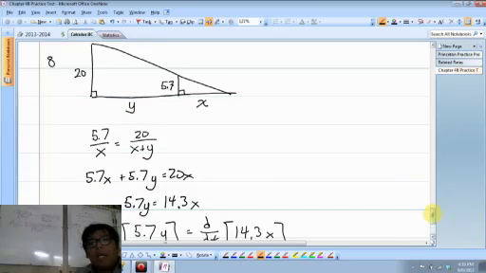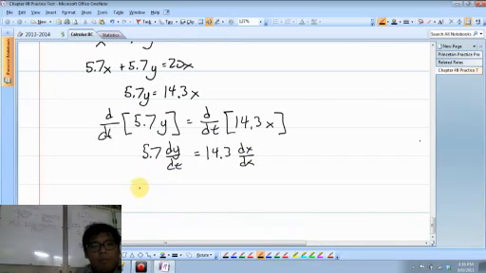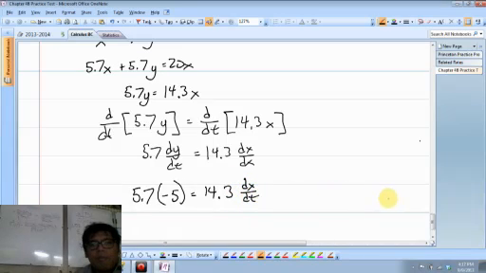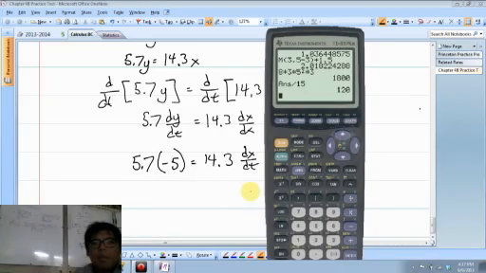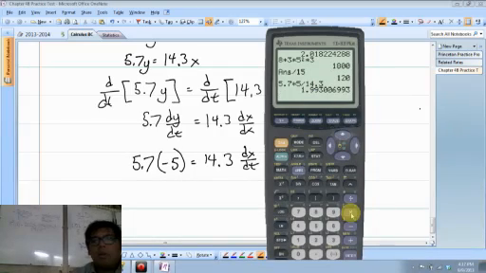So dy dt is negative 5. 5.7 times negative 5 equals 14.3 dx dt. And let's use the calculator. That's 5.7 times 5 divided by 14.3. That gives me negative 1.993.